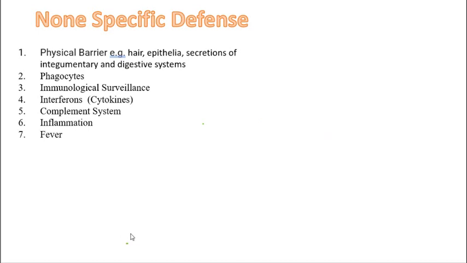Fever is the last of the non-specific defenses. Like every other form of inflammation, fever enhances the innate immune defense by stimulating leukocytes to kill pathogens. Also, an increase in body temperature may inhibit the growth of many pathogens, because now you're disturbing the optimal temperature for the pathogen's growth.